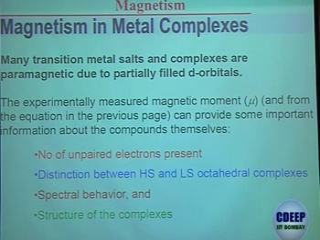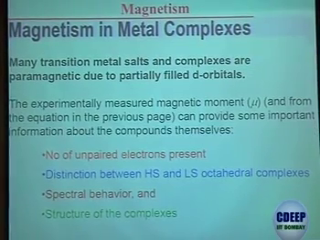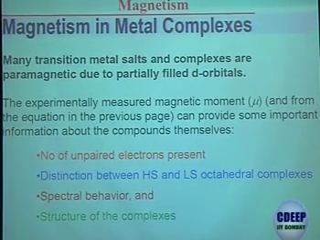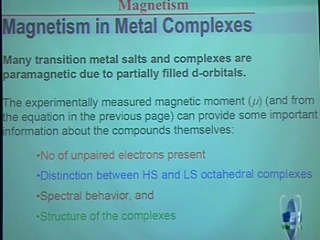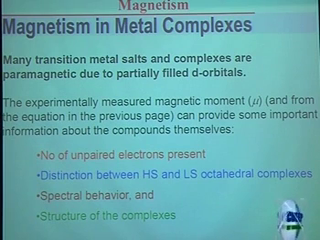Now, all we need to care about for this course is that we are mainly trying to see metal complexes with unpaired d electrons, right. So the number of unpaired electrons is going to matter to us, because the unpaired electrons are the ones which give you the magnetic moment. Of course, we need to worry about high spin and low spin, because that will also indirectly determine the number of unpaired electrons. And from there, we can try to see the spectral behavior and structure of the complex.